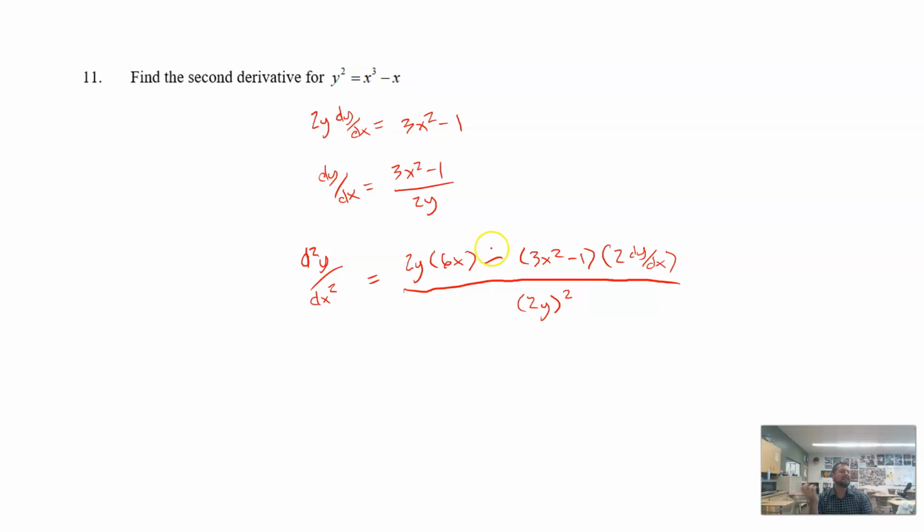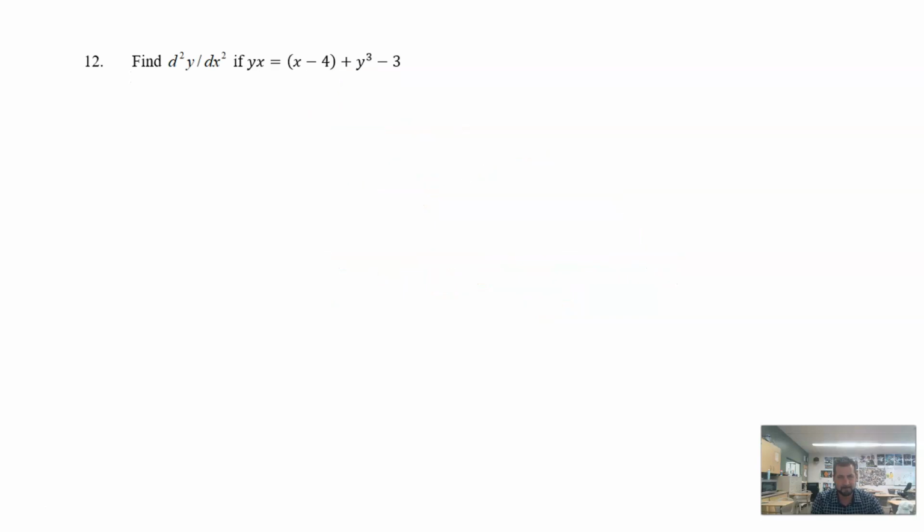Now remember, the last step when we're finding the second derivative is that I don't have to isolate anything like we do on the other implicit questions, but I do have to take that and plug that in for dy dx. So I can't leave dy dx in my answer. I have to substitute in this case 3x squared minus 1 divided by 2y. It makes for a horrifically awful looking problem, but that's what we do in this problem to finish it off. Okay, so that's the answer to number 11.